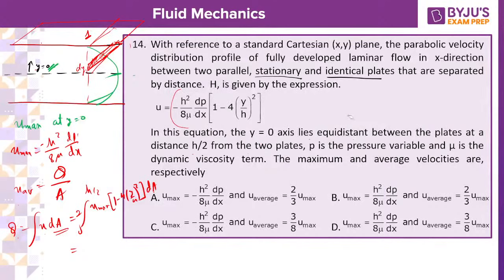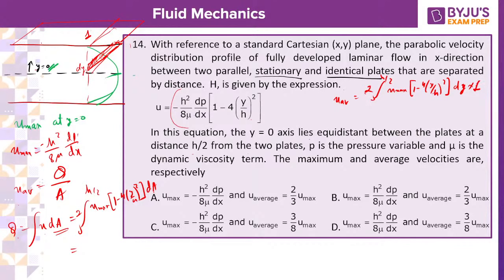Let me write one more step and then I'll directly write the final u average, because it takes a lot of space here to calculate. U average will be the discharge which you have written: integral from 0 to h by 2 of u max into 1 minus 4 y square by h square, then the small area dA. That small area dA will be dy into 1.